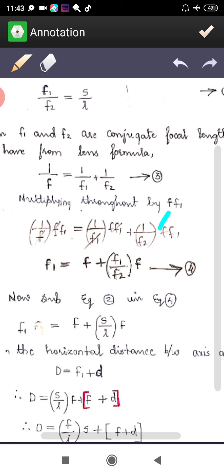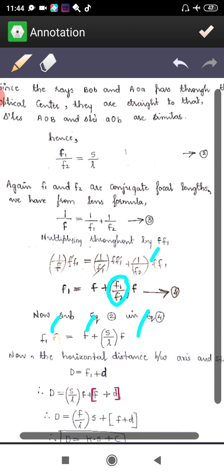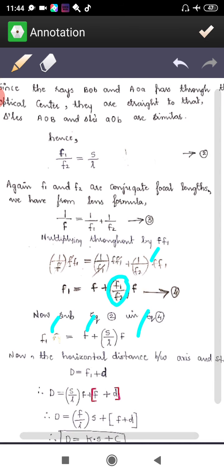Now that equation 2, that is F1 by F2, equals S by I. Now you can substitute that S by I, so F1 is equal to (S by I) into F plus F. Now the horizontal distance between the axis, that we know, is D equal to F1 plus d.